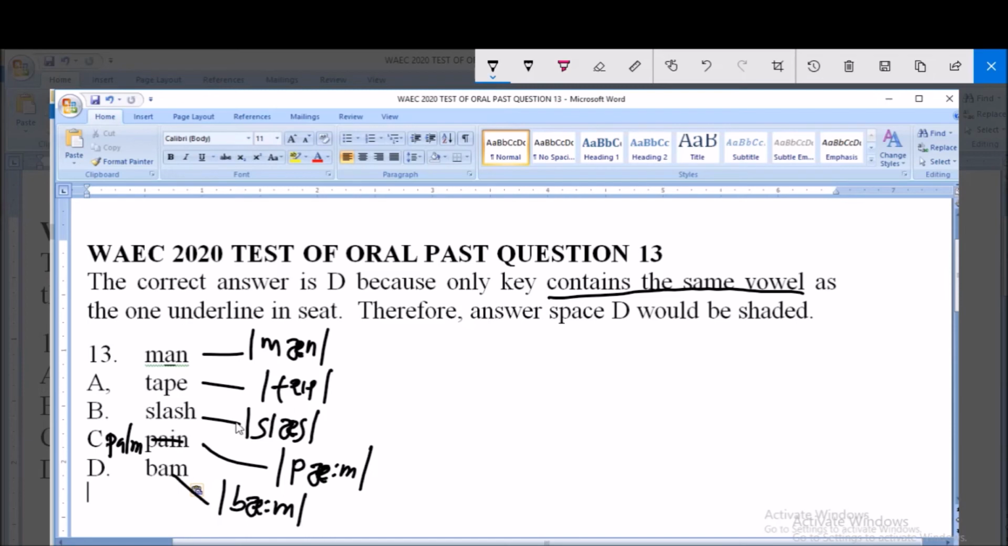So by this transcription, the correct option is option B, because in option B transcription we have short A as in the given word.